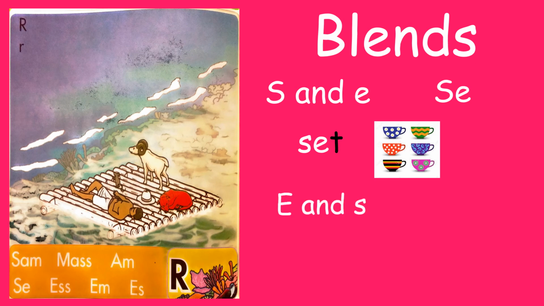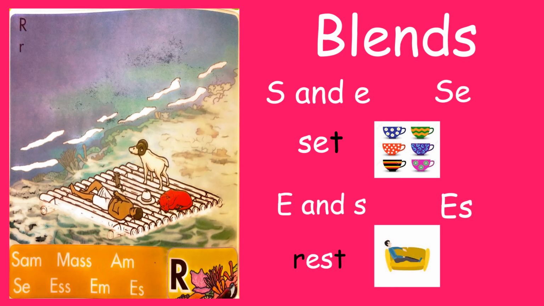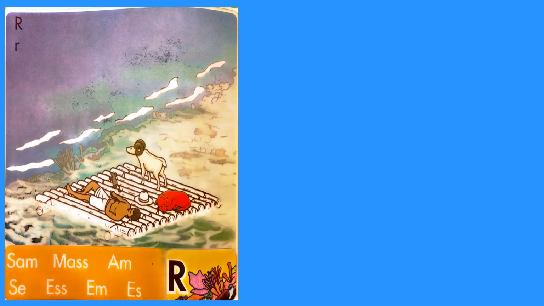Another blend that we're seeing there is the letter E and the letter S. The letter E makes the E sound, and the letter S makes the S sound. E, S. For example, r-e-s-t, rest. And that's how you can start reading, boys and girls, by breaking your words and putting sounds together to form words as well. Let us continue.